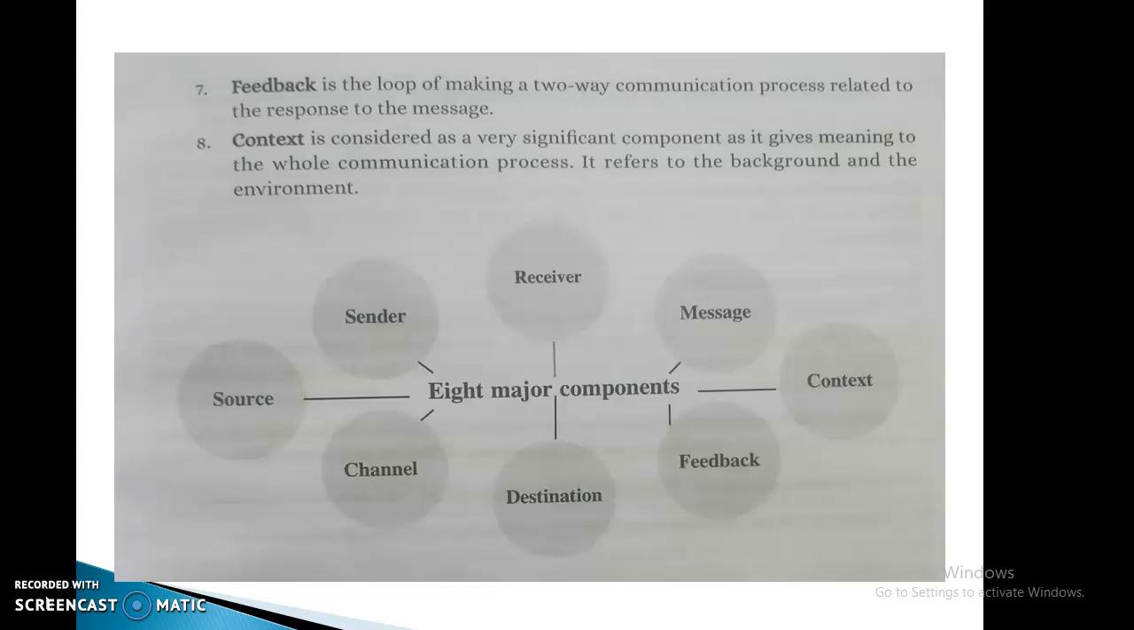So here is a diagram or a picture which shows the 8 major components of communication. So which are they? Source, sender, channel, receiver, destination, message, feedback and context.